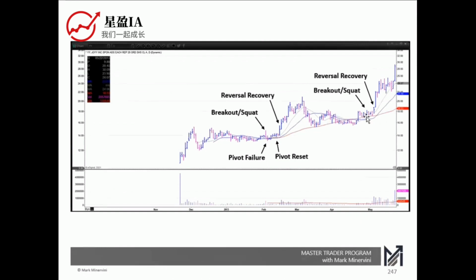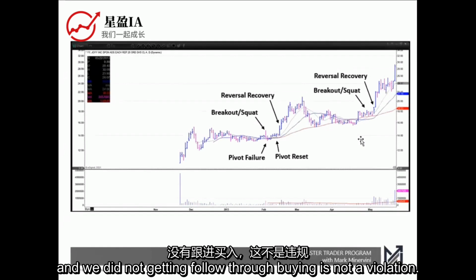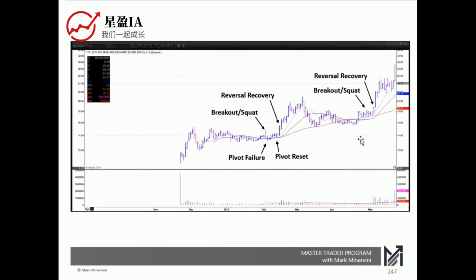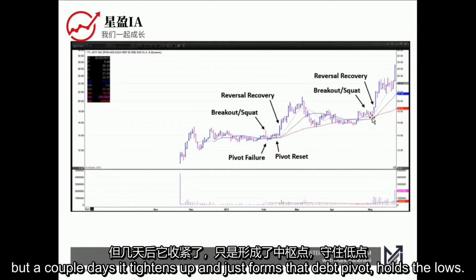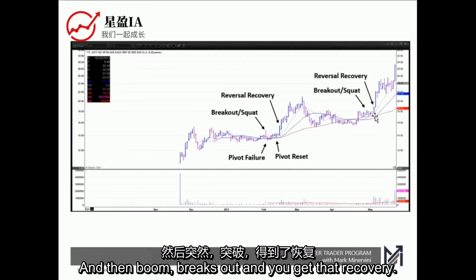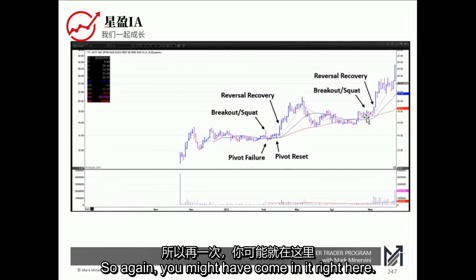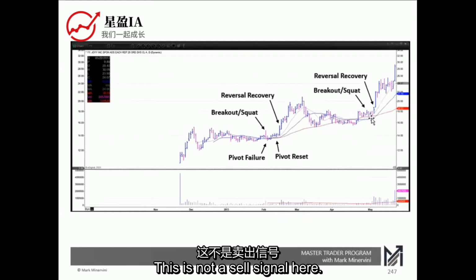Over here, it tries to break out, it squats, and it comes in the next day, but there's no violations there. Yes, it's not acting great, and we're not getting follow-through buying, but that is not a violation. It's just not getting confirmation. Okay, so we didn't get the confirmation here, but a couple of days later it tightens up and just forms that pivot, holds the lows, and then boom, breaks out, and you get that recovery. And then look how nice and strong, right? So again, you might have come into the stock right here as it started to move, and it didn't break out. This is not a sell signal here.